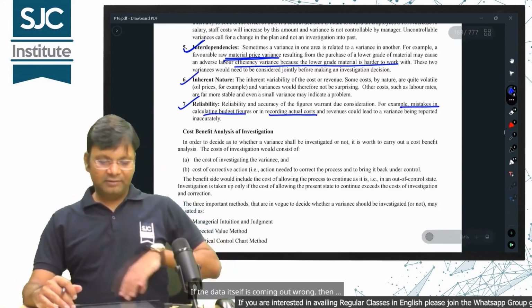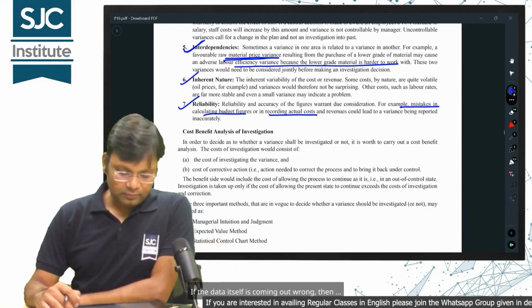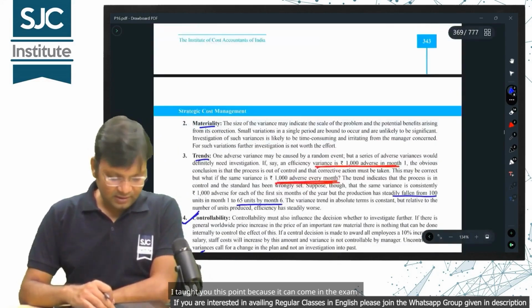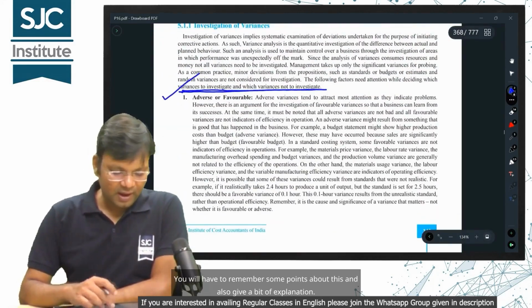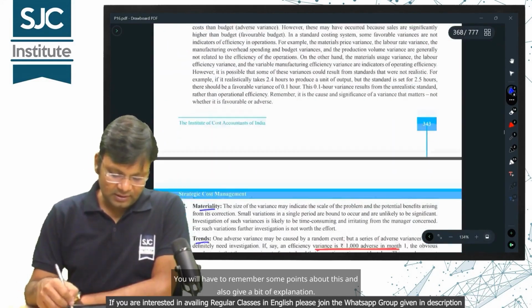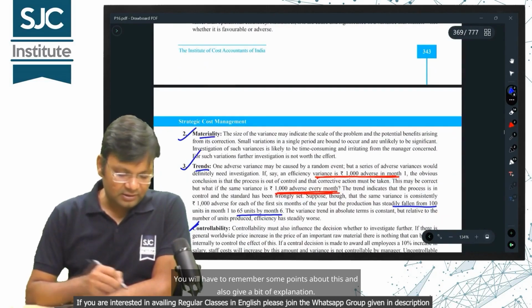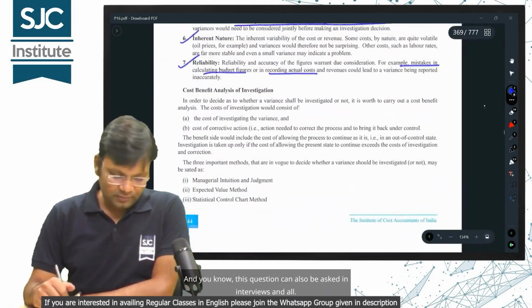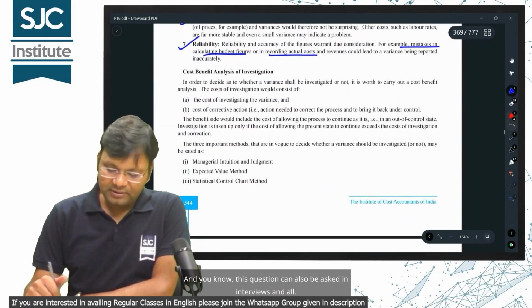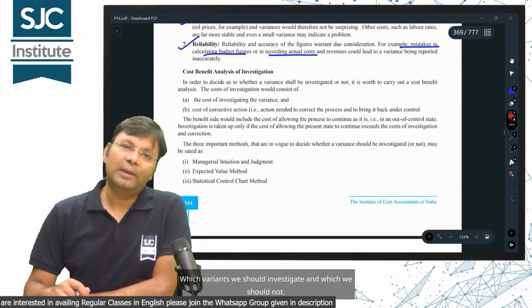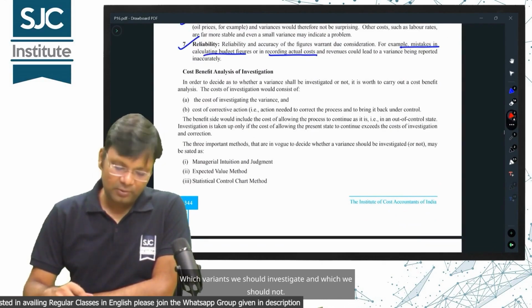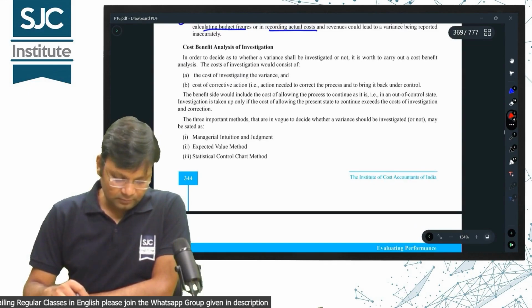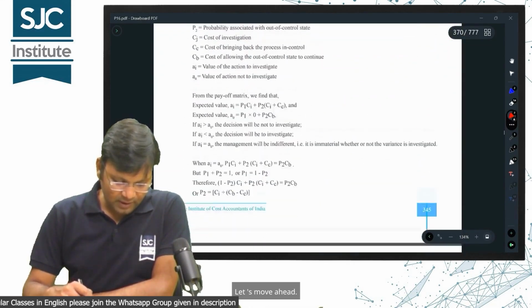If the data itself is coming out wrong... I taught you this point because it can come in the exam. You will have to remember some points about this and also give a bit of explanation. And this question can also be asked in interviews: which variance we should investigate and which we should not. Let's move ahead.